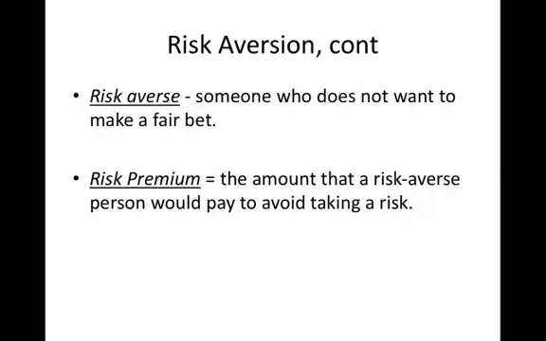During that illustration and that example, I also introduced a new concept, and that's the concept of a risk premium. Recall that a risk premium is the amount that a risk-averse person would pay to avoid taking a risk. What's important to recognize is that risk aversion is one of three possible types of preferences related to risk. There's two others. One is called risk neutrality, and the other is called risk preferring or risk loving behavior.